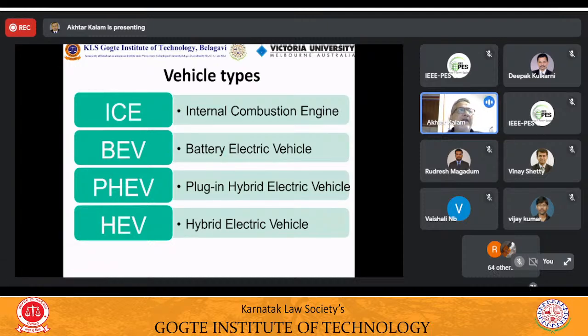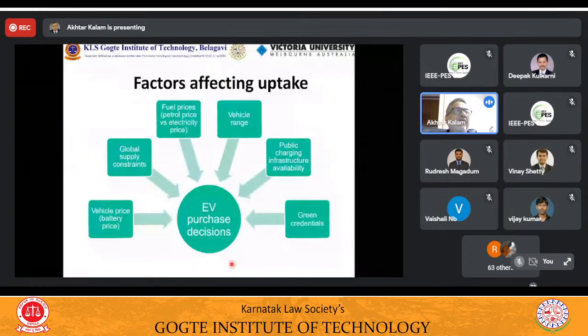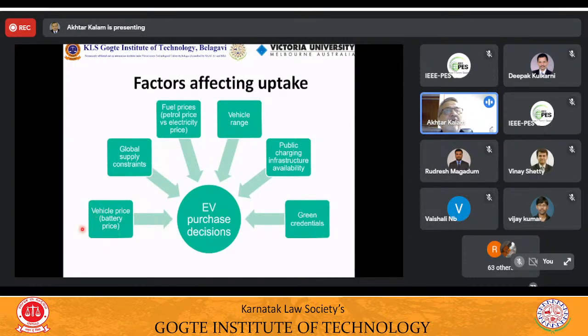Now, let us see what factors affect the choice of vehicle and the uptake of EV. When you are trying to purchase an electric vehicle, the first thing you want to see is the vehicle price. Is the price absolutely offensive, or is it comparable to your car today? Naturally, the first thing that comes to everyone's mind is the price of the battery. In the past, the battery price was a big factor, and I'll talk about that later on. Then comes the global supply constraint.